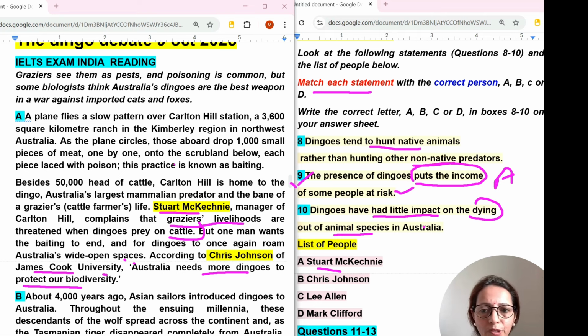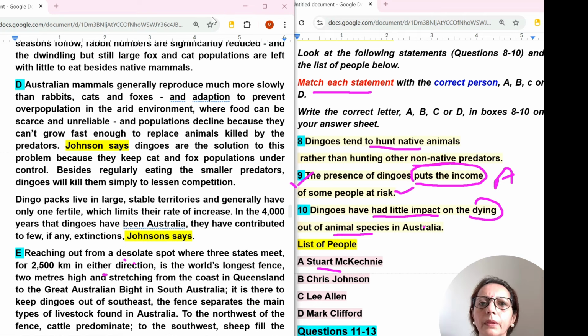Okay, let's move to the next paragraph where another person's name is there. In paragraph D, this B person is repeated twice. So what Johnson says: dingoes are the solution to this problem. We have already read that because of this problem, these three animals are more numerous on this planet. So dingoes are the solution because they keep cat and fox populations under control. So nothing here relates to population.